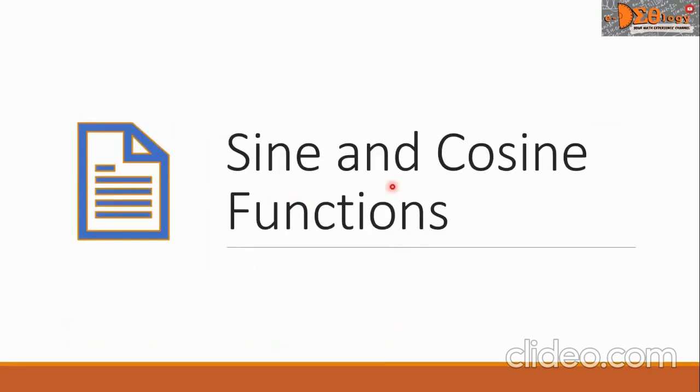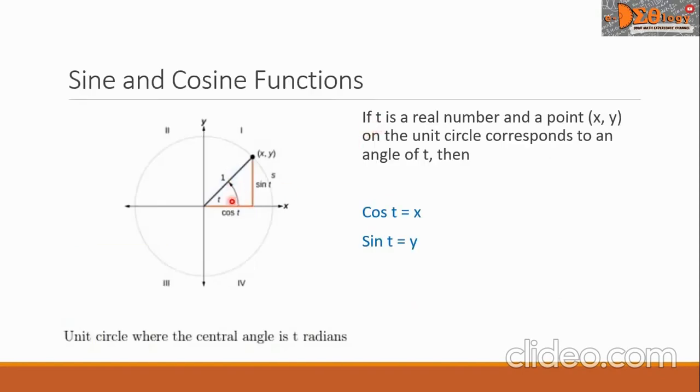Let's go now to the sine and cosine functions. T here is the angle. If T is a real number and a point (x, y) on the unit circle corresponds to an angle of T, then the cosine of T equals x and the sine of T equals y. If we write the ordered pair (x, y), this is equal to (cosine T, sine T), where cosine T is for the x and sine T is for the y.